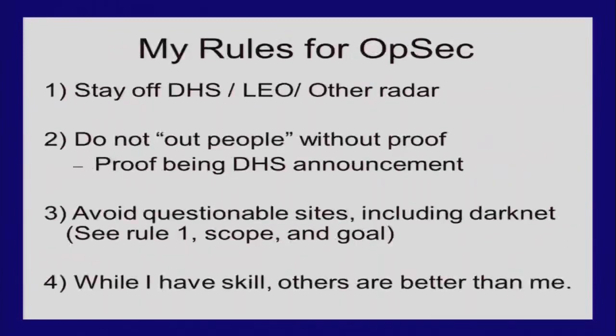So I did have some rules. I wanted to stay out of jail. Basically, rule one, stay off of radar. Rule two, don't out people without proof. In this case, I looked at 15 weeks of data from the Department of Homeland Security and based all of it off this. This information is about 18 months old at this point because I've changed classes and moved on and haven't had time to go back to it and do it the way I want to do it. This project's also changing the way I'm doing it, and I haven't gotten to that point yet.